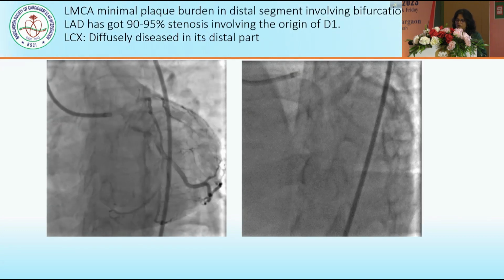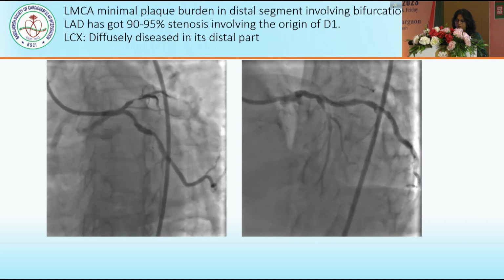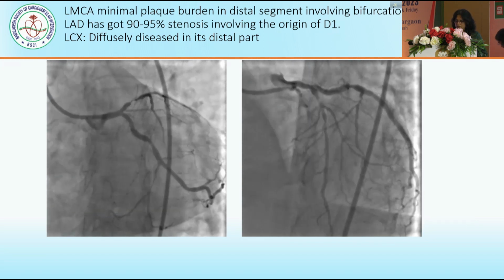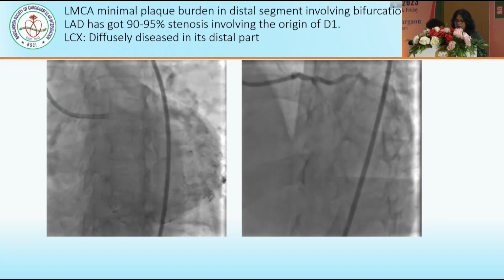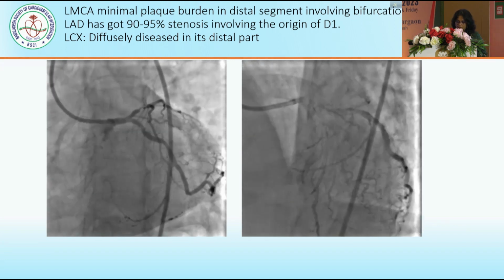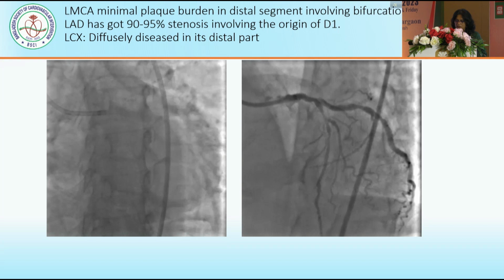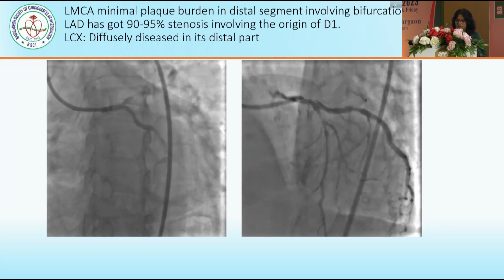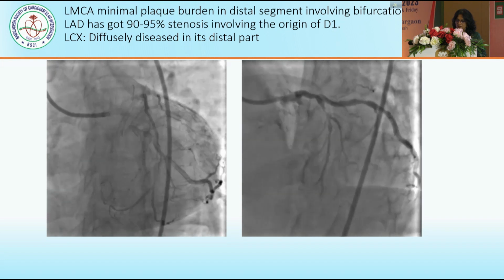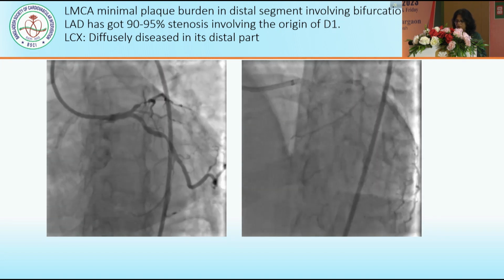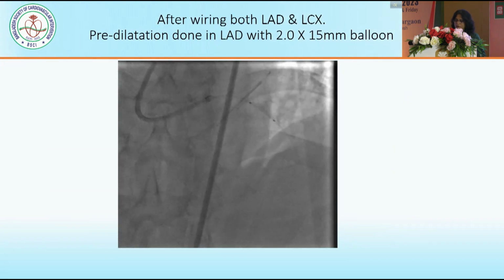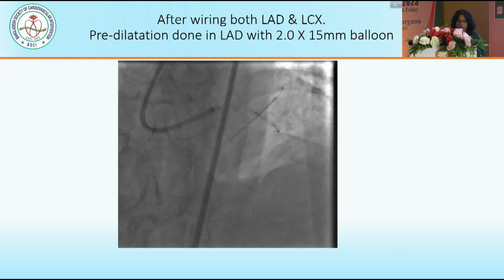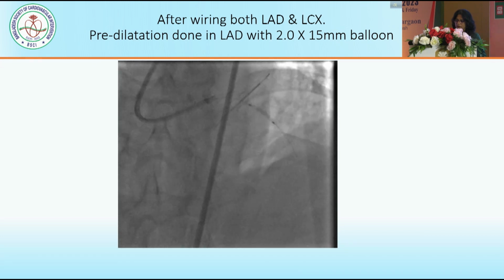The left main coronary artery had a minimal plaque burden in the distal segment involving the bifurcation and ostium. LAD had a long segment lesion, 90 to 95% stenosis, involving the origin of the first diagonal. And LCX, in addition to the ostial disease, had a diffuse disease in the distal segments. After wiring both the left anterior descending and the circ, our workhorse wire is the Runthrough floppy wire.